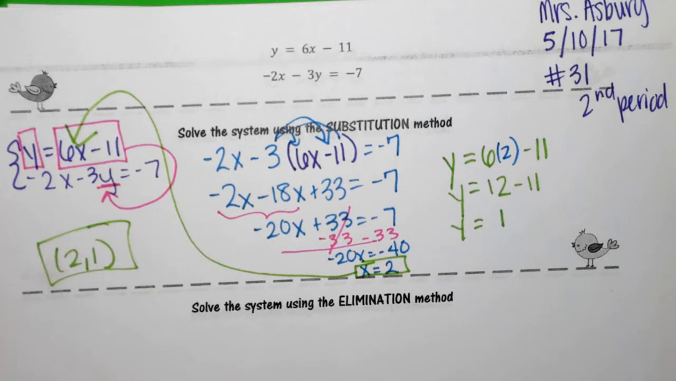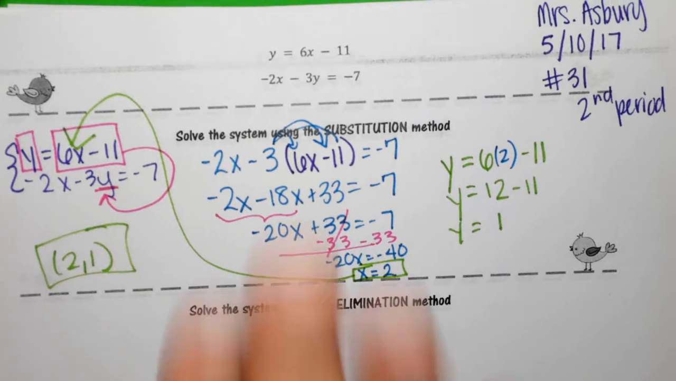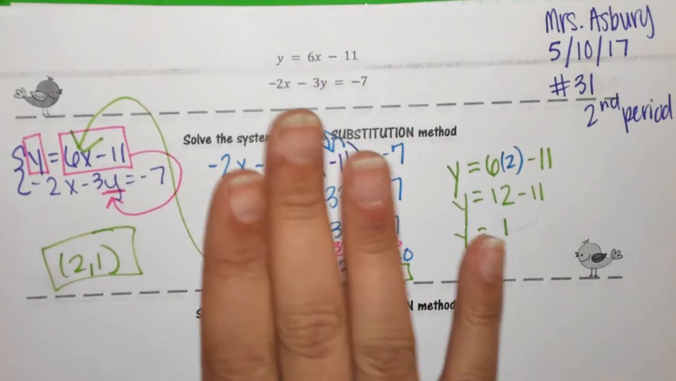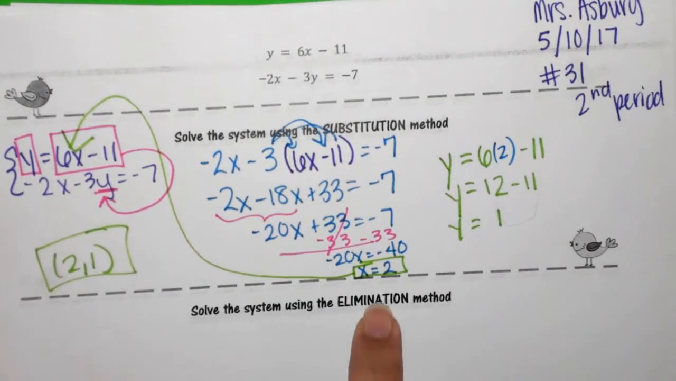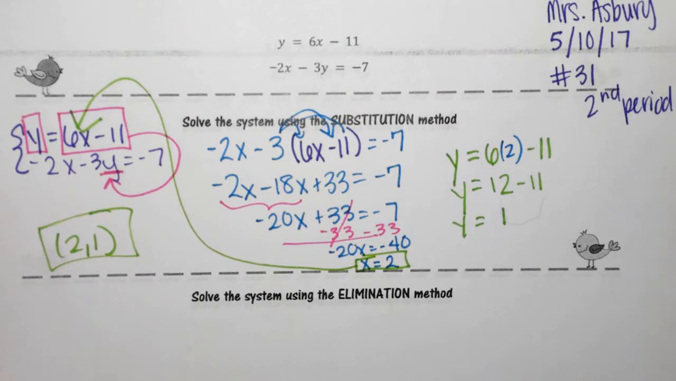All right, now we're going to solve this one all 3 ways. The reason we're solving it all 3 ways is because we need to learn how to convert. We know how to do it, but we're going to practice it to make sure we're all together. Now, our next method is elimination. And when do we use elimination?